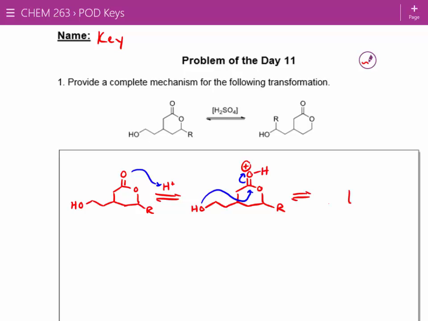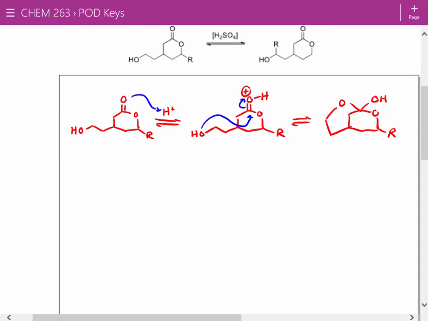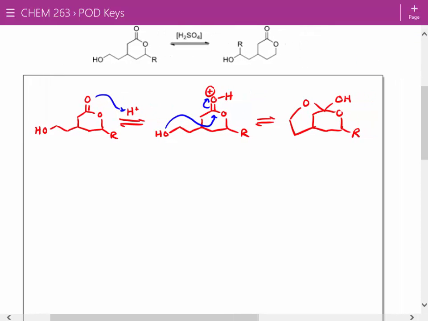So now we get this fused bicyclic system. And it looks a little bit like that. You can draw it three-dimensionally if you want to, but it's a little bit strained. And then you also have this oxygen that's protonated. The next step involves a proton transfer, and I'm drawing it with alcohol.